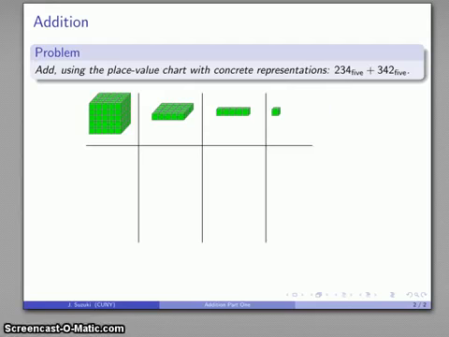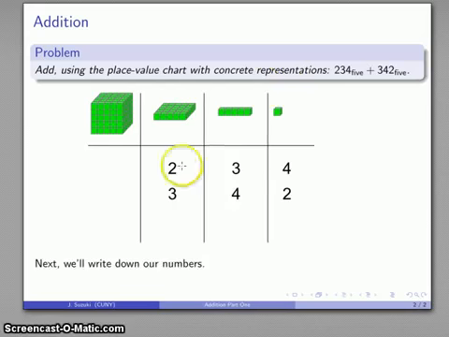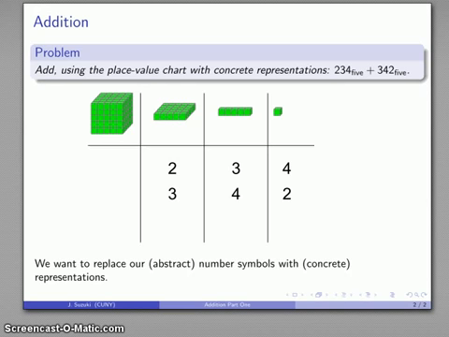So let's see. I'll go ahead and set down my numbers. My numbers are 2, 3, 4 base 5 and 3, 4, 2 base 5. So I'll set those down. And I want a concrete representation. These are abstract symbols that tell me how many of each of these that I have. So let's go ahead and write down a concrete representation, and I'll do that by replacing our abstract number symbols with concrete representations of what they are.